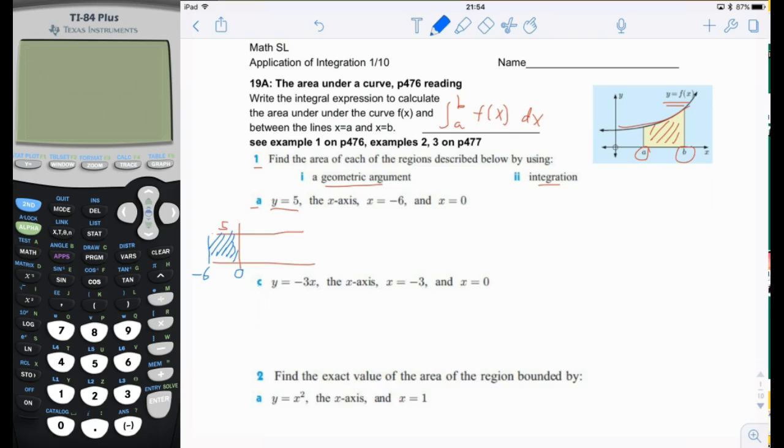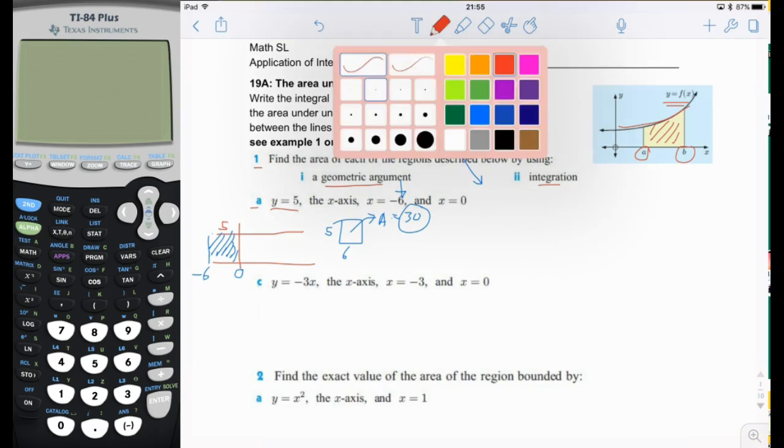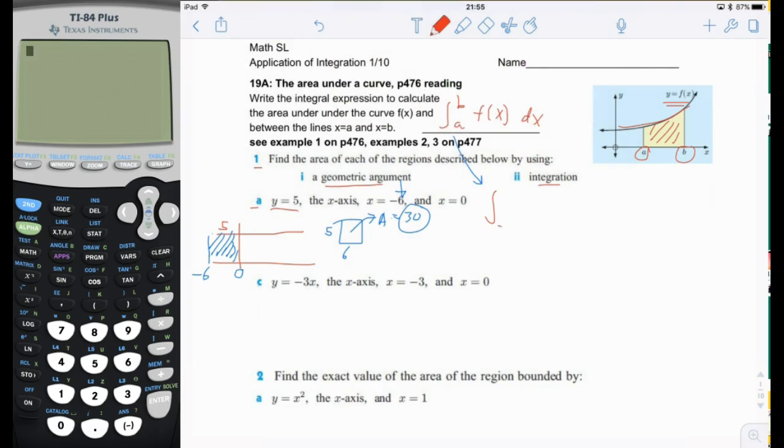So it's kind of a rectangle here. The rectangle is 6 wide and it's 5 tall. So the area here is equal to 5 times 6, which is 30, right? So the answer, according to the geometric argument, is 30. What about integration? If we take the integral, we're going to make an integral that looks like that. The integral from -6 to 0, we always put the left argument first and the right argument afterwards if we want to get a positive area here.